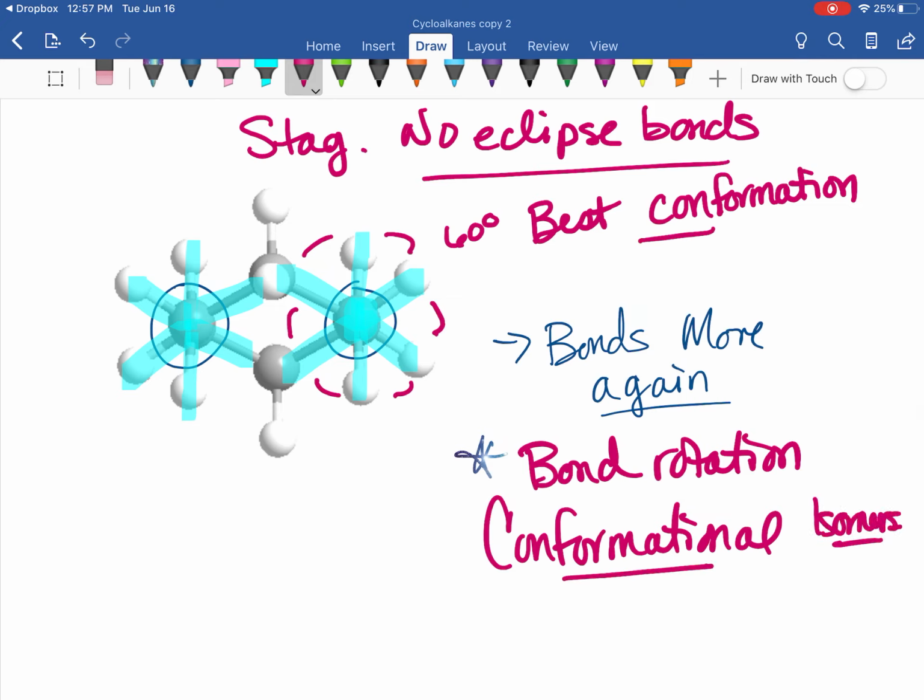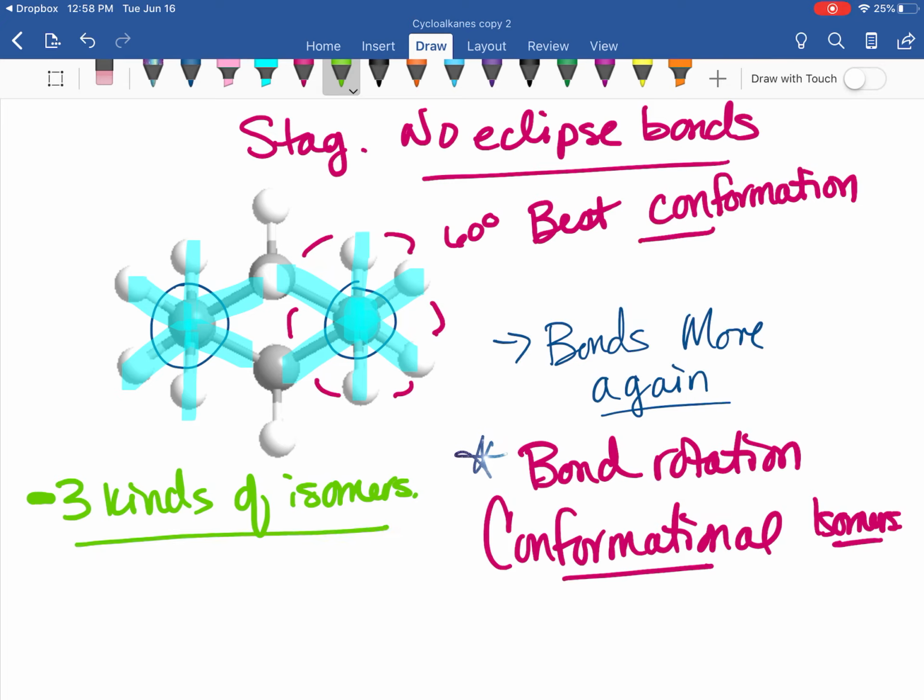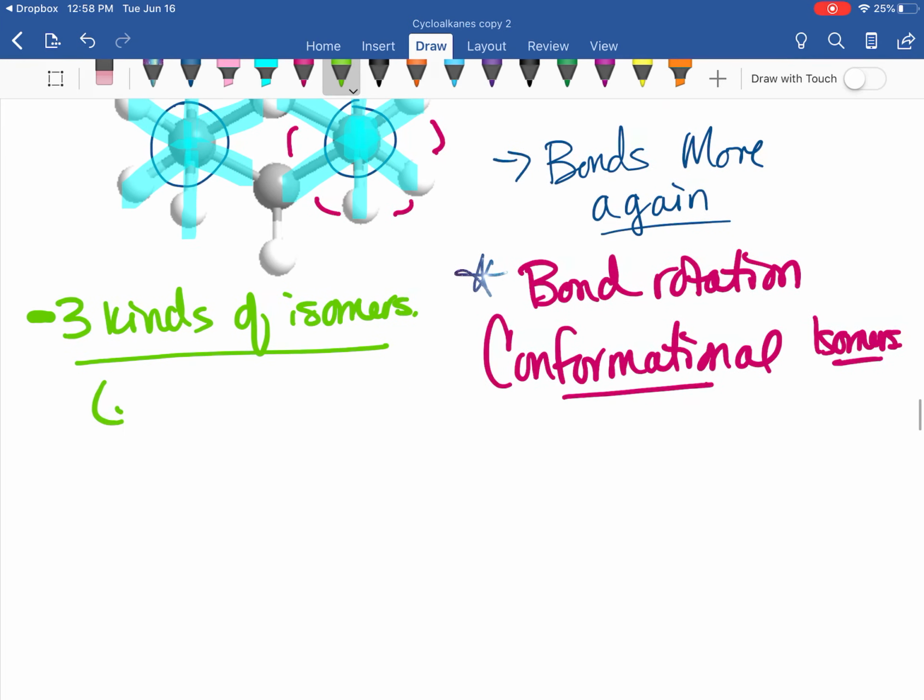So we still need to take time to learn how to draw our cyclohexanes because we are going to have all three kinds of isomers. We didn't really worry about conformational isomers in the other ring sizes because they were pretty fixed. Your bonds really couldn't rotate much. But now we have cyclohexane, it turns out that there's flexibility there. Our bonds can rotate. So we're going to worry about all three kinds of isomers. So that means that our drawing is going to be really important.